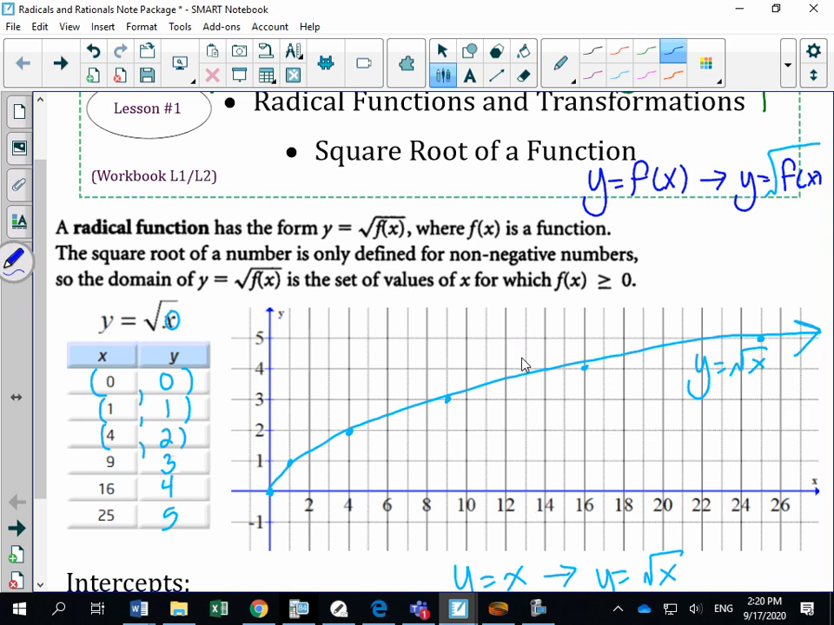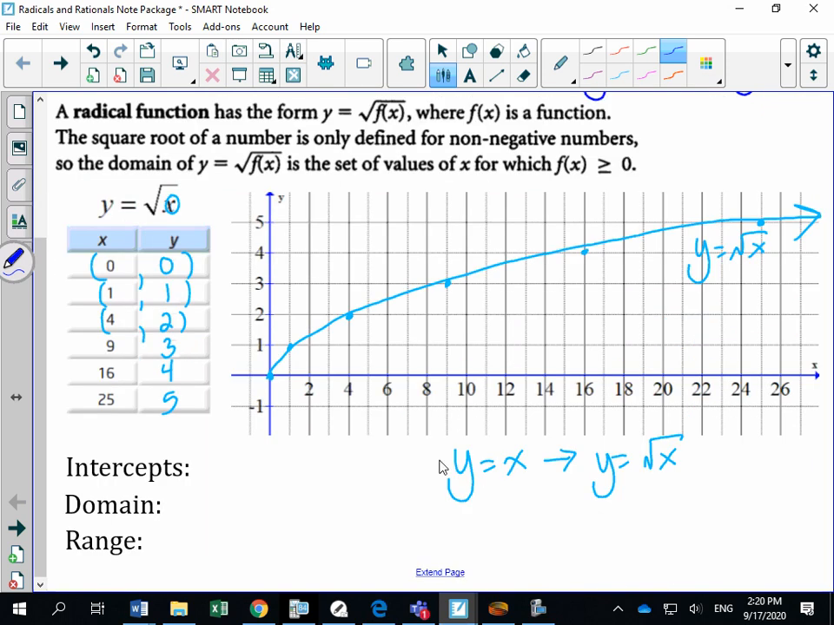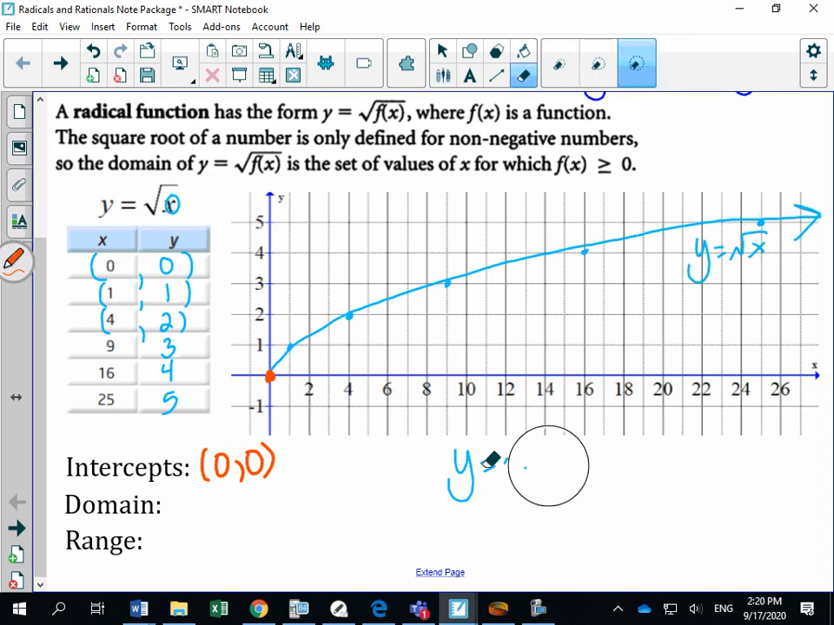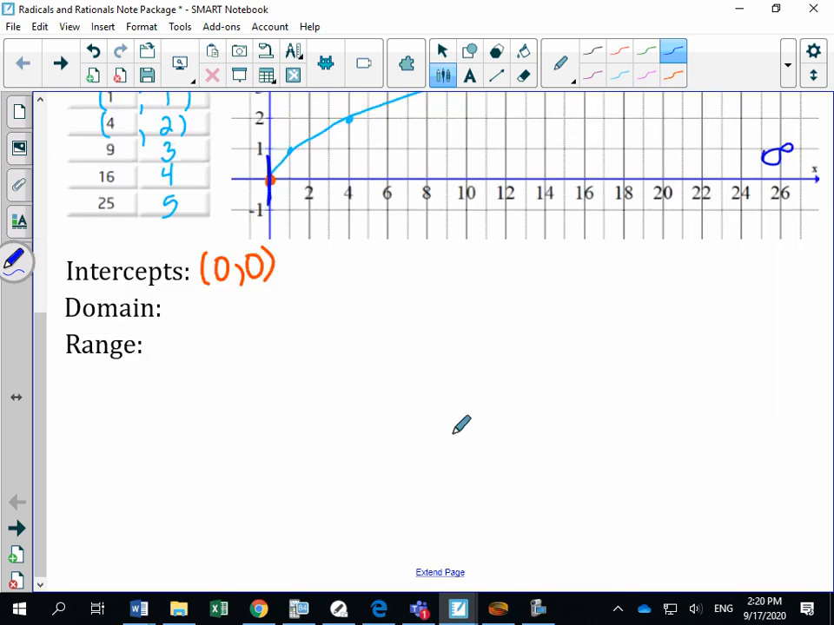Let's answer a few questions about this graph. The intercept of this graph is right here, at 0, 0. So both the x-intercept and the y-intercept are 0. The domain of this graph, I'm going to give it to you both in set builder notation and in interval notation. The smallest x value is 0, and the biggest x value goes to infinity. In interval notation, it would be 0, infinity, and remember infinity always gets a rounded bracket.